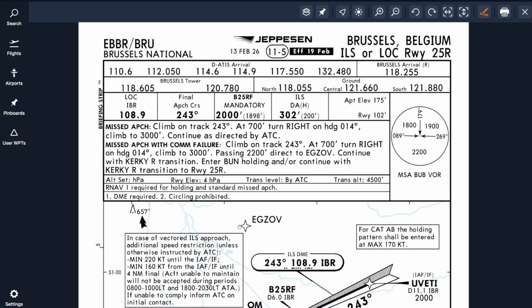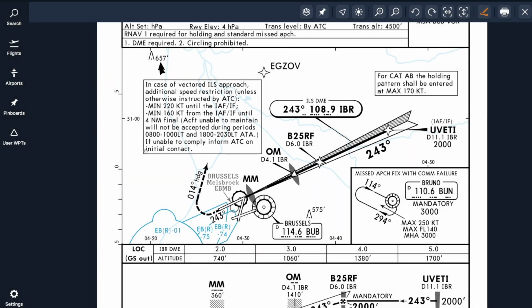Now let's move down to the plan view. The plan view is the top-down view of the approach. Think of it as a map showing where the aircraft will fly. On the right side of the plan we can see UVT. This is both the initial approach fix and intermediate fix for this procedure. UVT is located 11.1 nautical miles from the Localizer and must be crossed at 2000 feet.